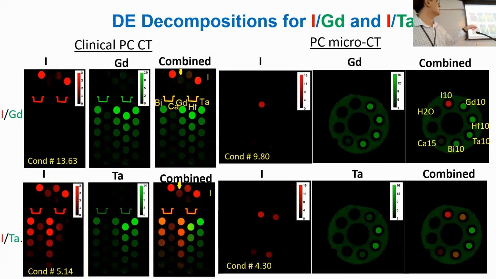Now look at the condition numbers. You can also see that the condition numbers for iodine and tantalum are lower, which means better decomposition, and they are similar, let's say, at the clinical and preclinical level.